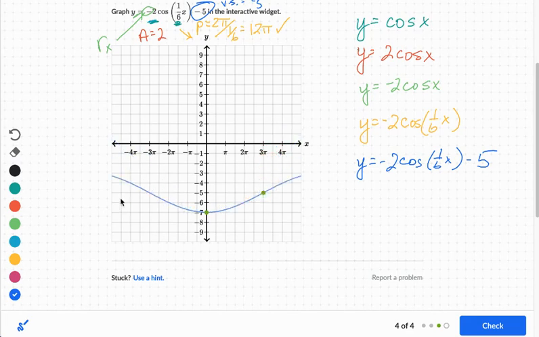Now as we look at this, we see all the stuff we should see. You see the midline of our graph here is at negative 5. We see our period, and that's a little harder to see, but the period is from 0 to 3 pi, times 4 is 12 pi. Check. And hopefully we click this and we get confetti.